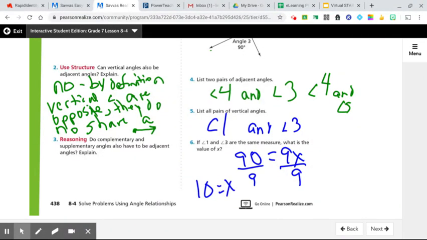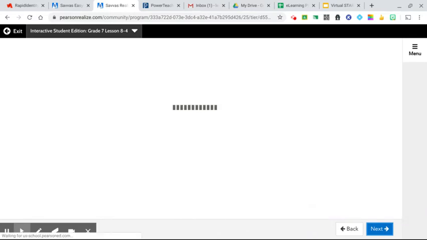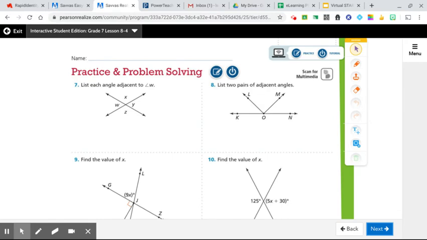That's what I was looking for. Hopefully you got that, and if not entirely correct, you understand where you went wrong. The next thing I want to do is move on to a few problems that I handpicked. We're not going to do all of them. So in the practice and problem solving section, we are going to take a look at number 7. List each angle adjacent to angle W.